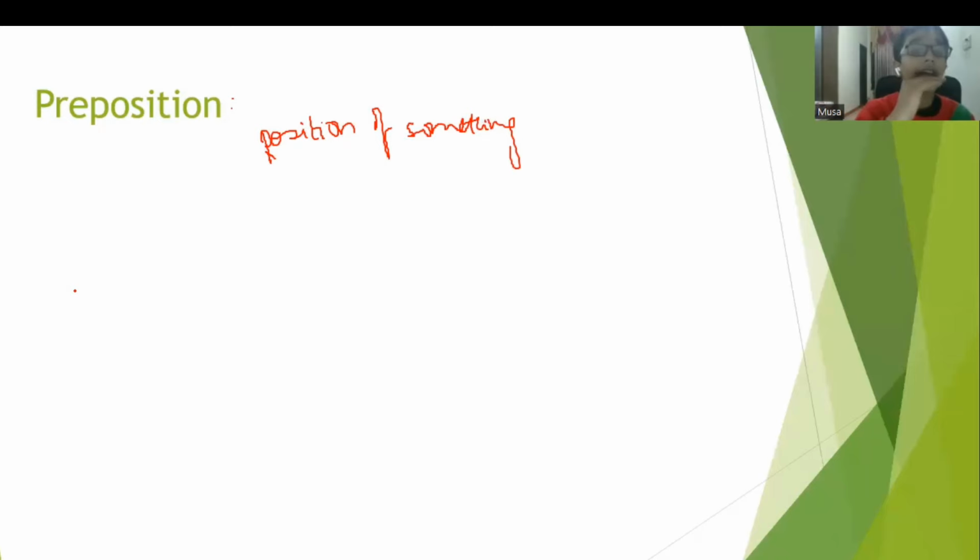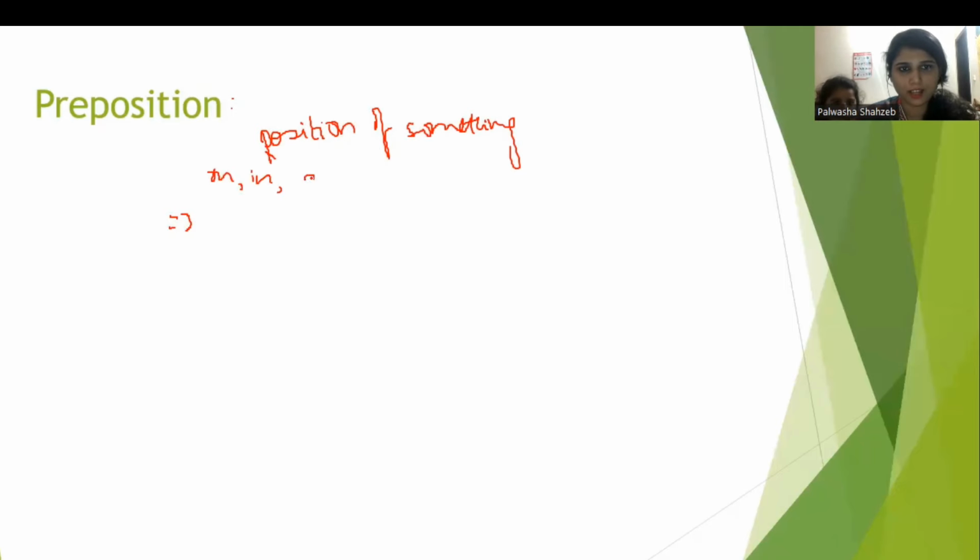Just like, the mouse is above the table, but the cat is under the table. Yes, so it relates its objects to some other words in the sentence. So just give me examples: on, in, at, behind. These are the example words, telling us the position where things are. Yes, up, down, inwards, outwards.